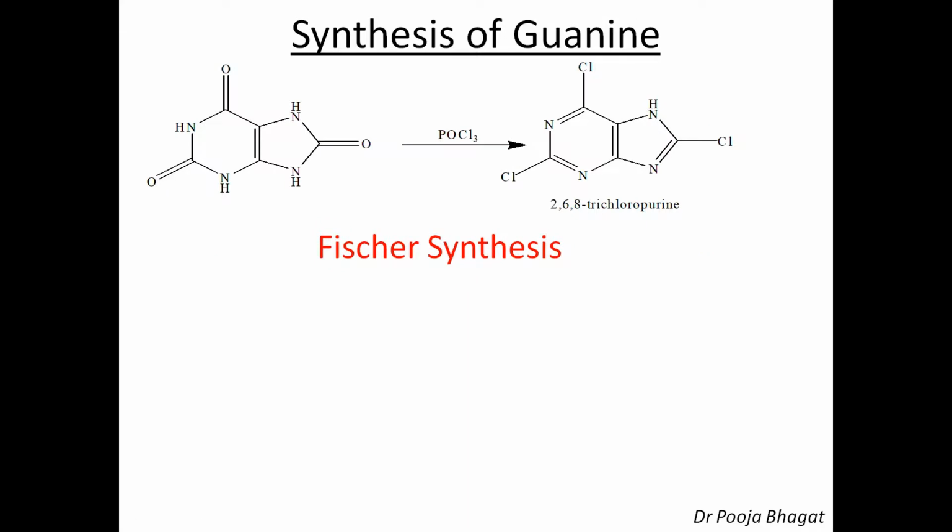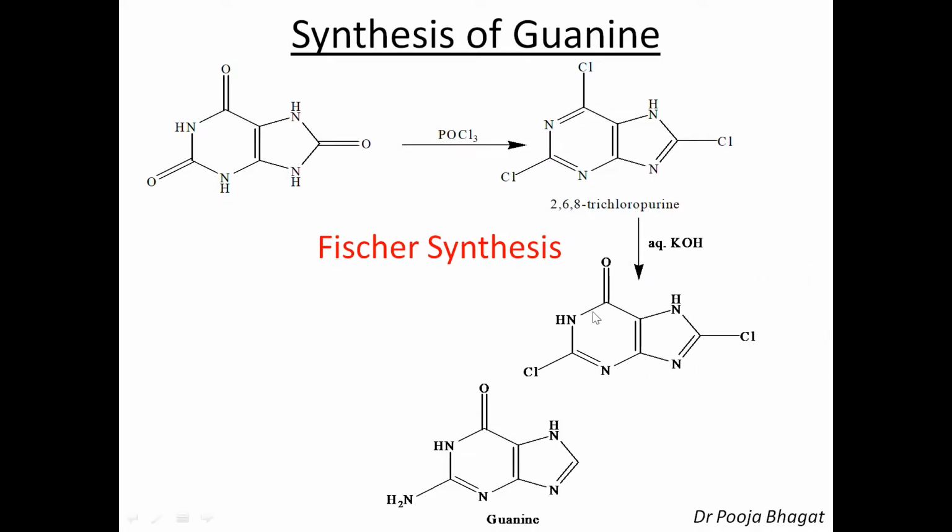Now next, if we have to synthesize guanine, this step is common, as I told you. You will start with uric acid, treat it with phosphorus oxychloride to get 2,6,8-trichloropurine. Now what is guanine? This is the structure for guanine. Okay. Now in guanine you can see at the 4th position you have oxygen. So if you want oxygen at the 4th position, what will you do? You will treat it with aqueous KOH.